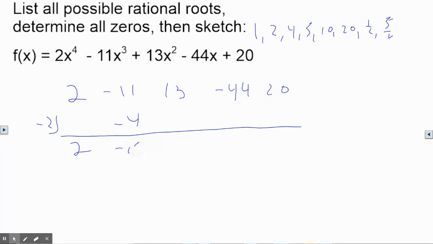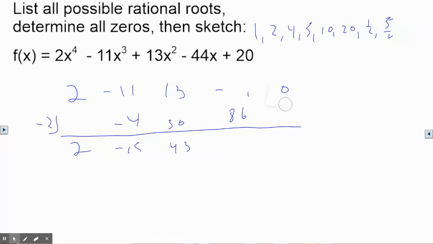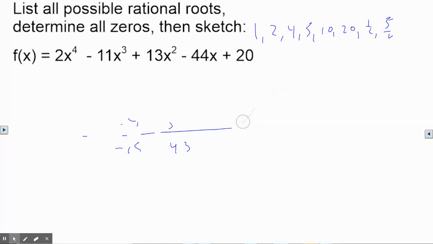2, -4, -15, 30, 43, 86. I thought I did my research on it, but I guess not, because it doesn't look like it works out very well at all, does it? It doesn't. That's never going to work out to be 20. So let's try again. I thought -2 worked, but I've been known to make mistakes before.